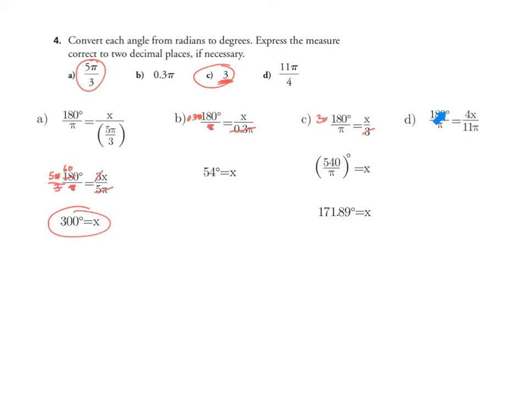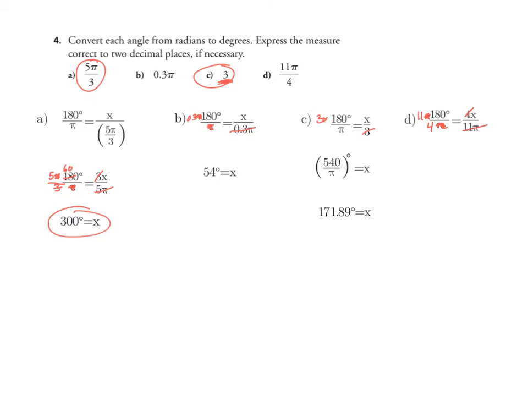So I'm going to say 180 over pi. This time is 4 times x over 11 pi. So this 4 is really kind of down here, but we know it flips to the top. This 4 can now cancel out and go to the bottom here. This 11 pi cancels out and goes to the top here. These pi's cancel from the top and bottom.